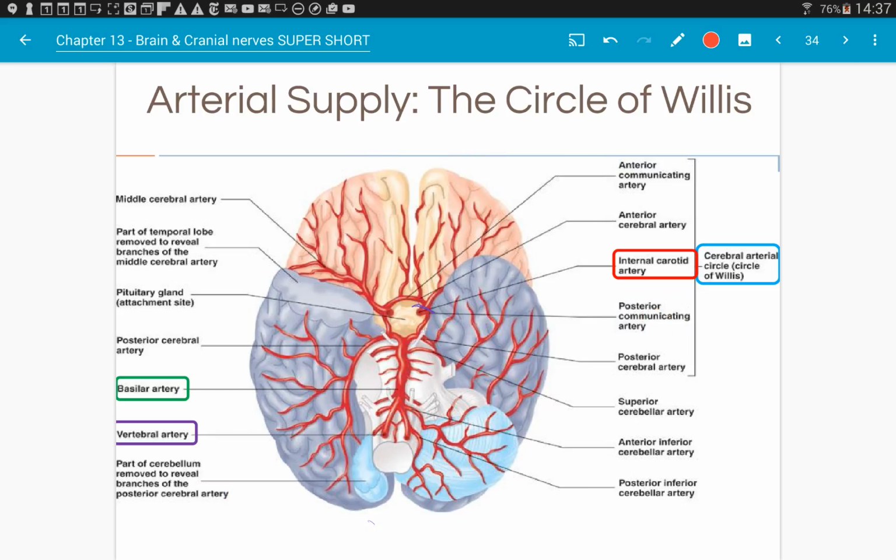So yes, this is the anterior view here. We're looking at the underside of the brain. This is posterior. We're looking at the inferior view of the brain, sorry.